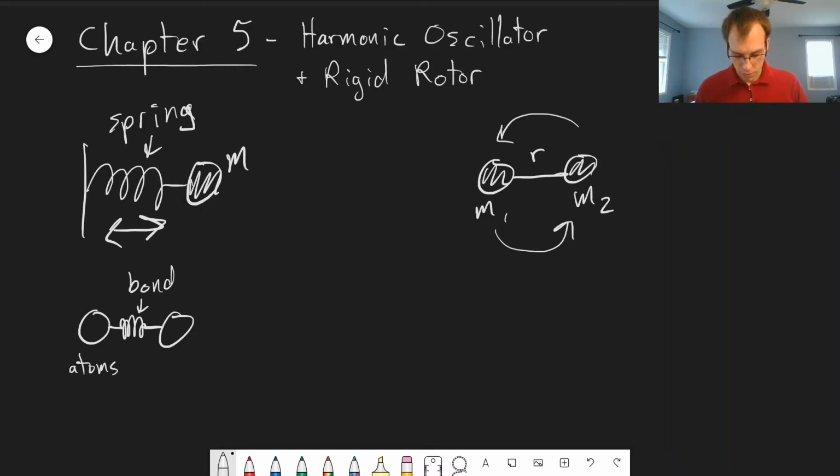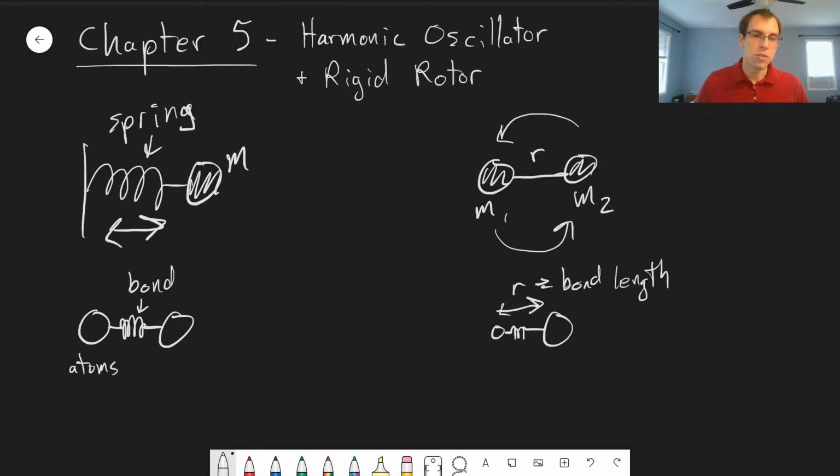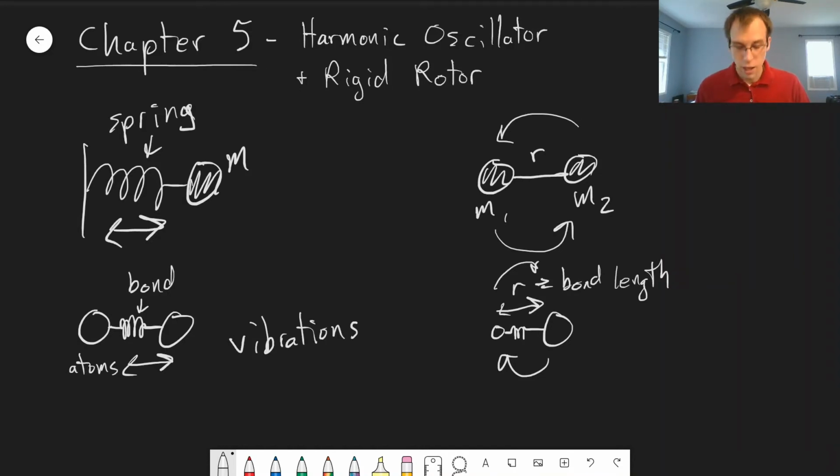And in the case of a rigid rotor, if we have, say, a diatomic, and this extends to polyatomic molecules as well, but say we have something like HCl. If we imagine that this bond length is fixed between them, so R here equals the bond length, we can use quantum mechanics to find what are the possible rates at which this can spin, and what are the energies associated with that angular momentum, the spinning of the molecule. Whereas here we're looking at the bond stretching. So the harmonic oscillator is a model for molecular vibrations, and the rigid rotor is a model for molecular rotations.